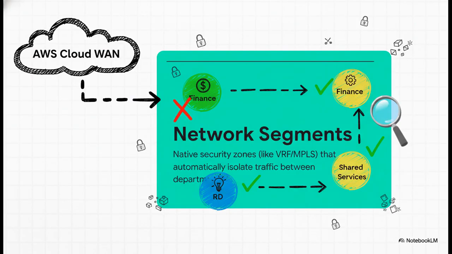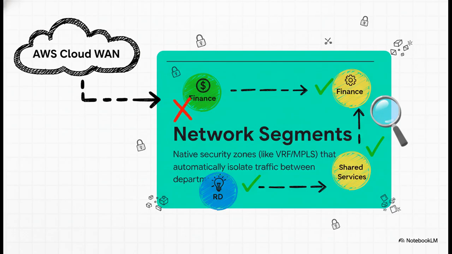Let's spend a second on network segments, because this is a total game changer. These are basically native security zones, a lot like what big enterprises use with technologies like VRF or MPLS. They let you automatically isolate traffic. So for example, you can have a finance segment and an R&D segment that can't talk to each other at all, but both of them can talk to a shared services segment.